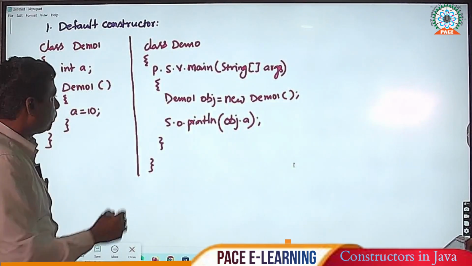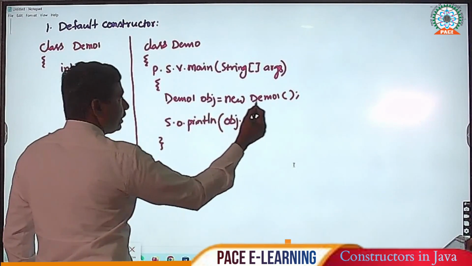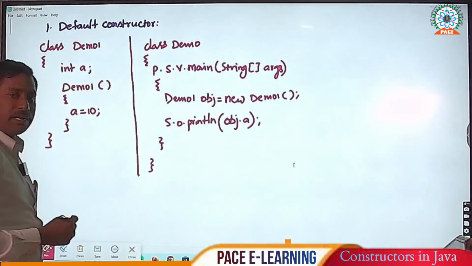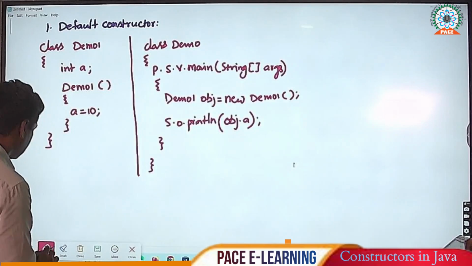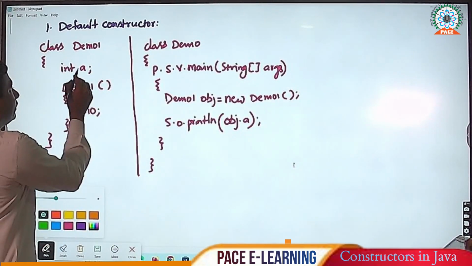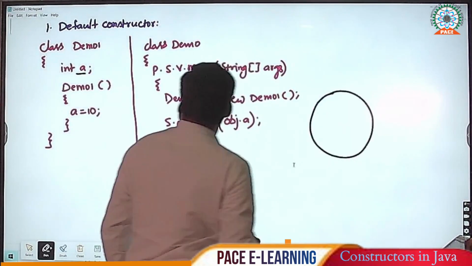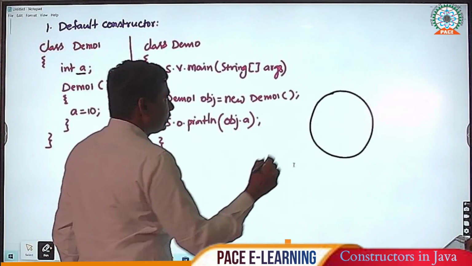Let me explain what is happening here in this code. Whenever you are creating an object, memory is automatically created for the class members. What are the class members here? There is a. For example, it is a memory inside this.